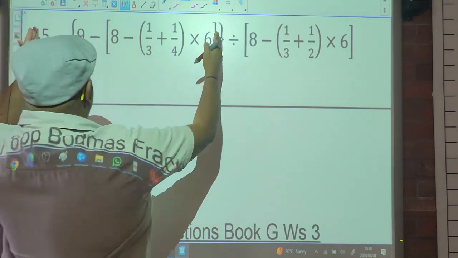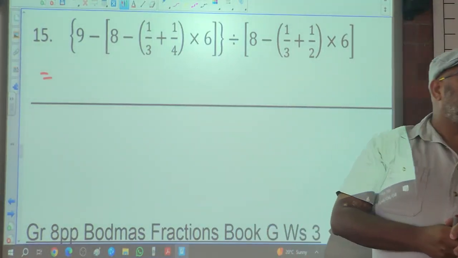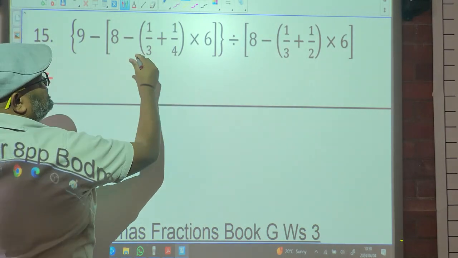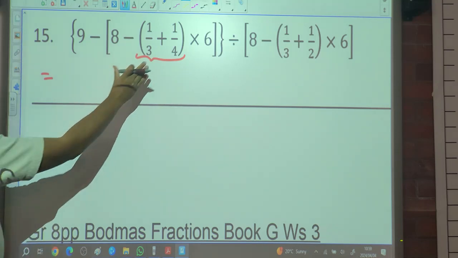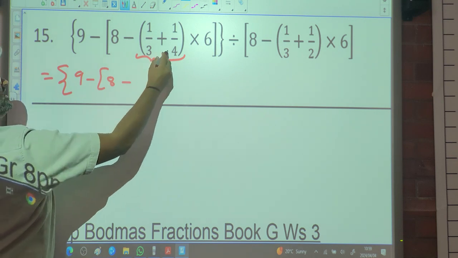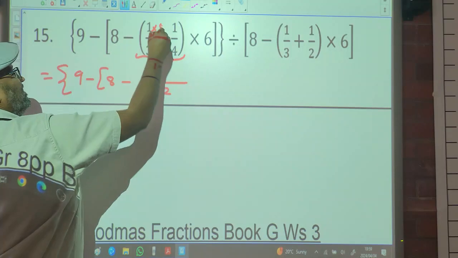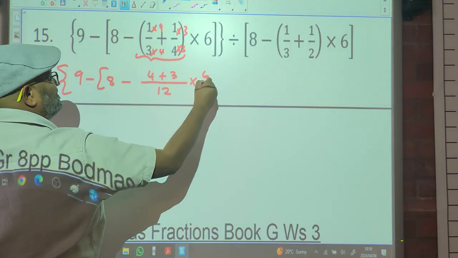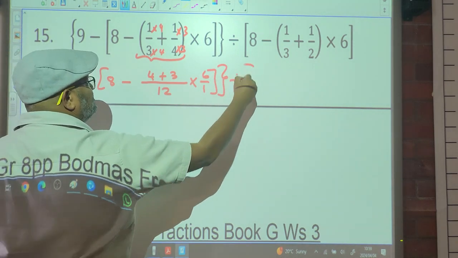Alright people, so firstly we need to sort out this bracket here and that bracket separately before we can divide. Not so? Alright, so what must be done first in this bracket? The inside of the bracket. Okay, so what's your LCM here? 12, so it's 9 minus block 8 minus. LCM of 12. So the sum is multiplied by 4 and by 3. So it's 4 plus 3 times 6 over 1. Block, squiggly, divided by block.